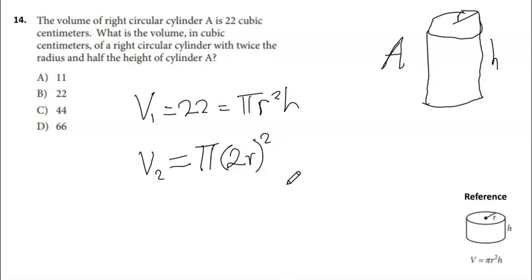But we know we have to square it. And then the height now is what? Half. So I take this, divide by 2. You can put it in parentheses. But this is what is most important to me, right? You pay attention to this.